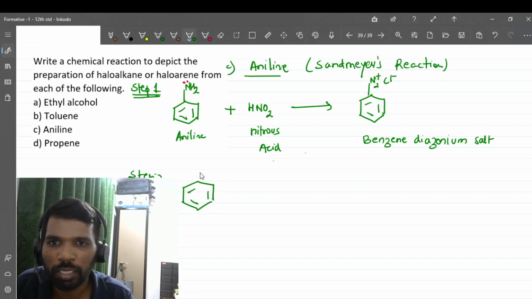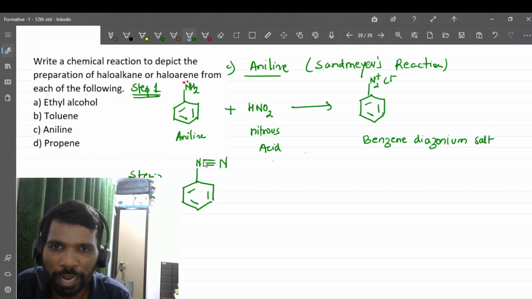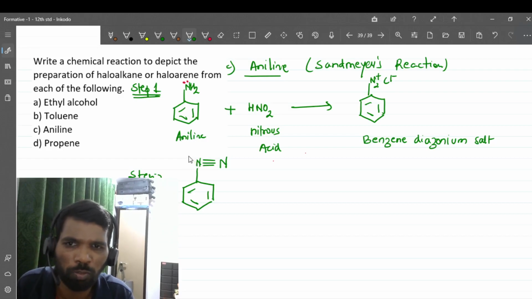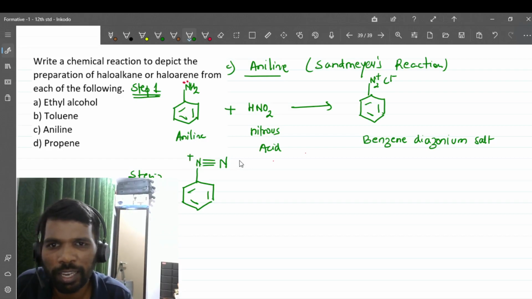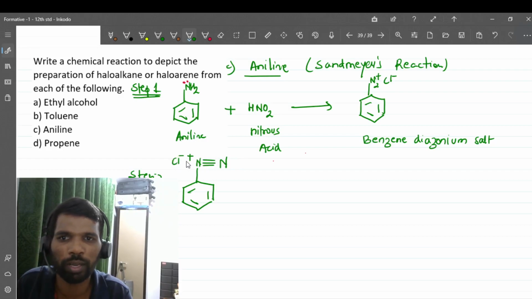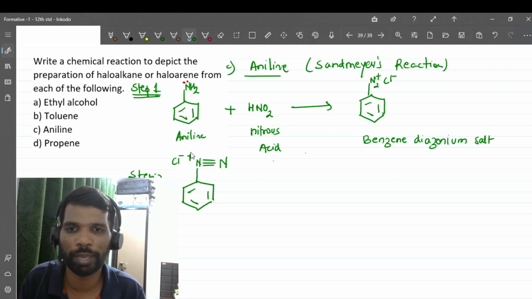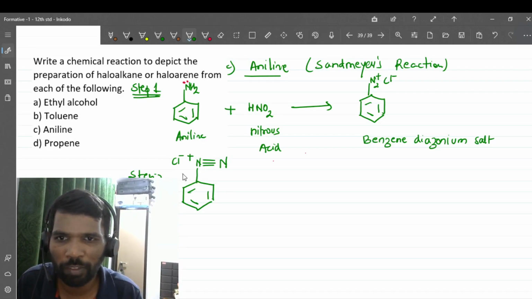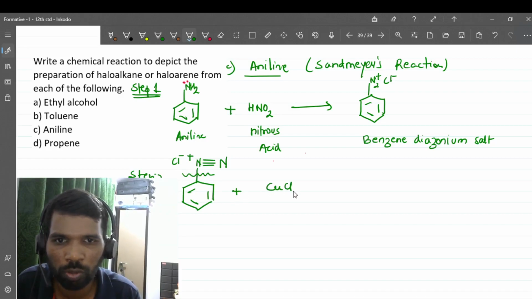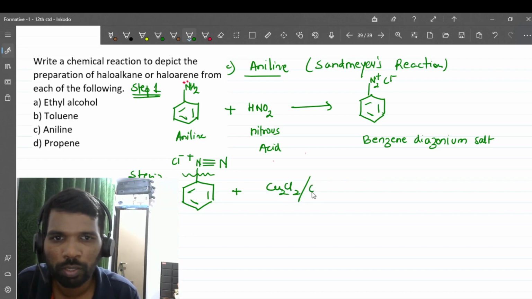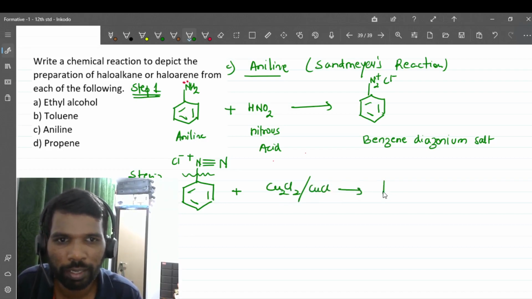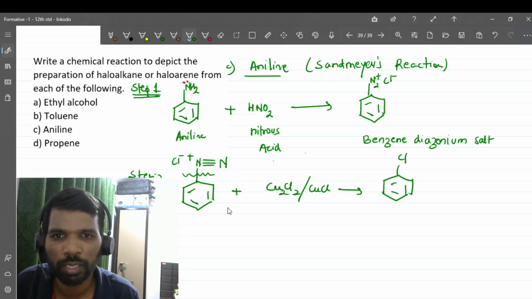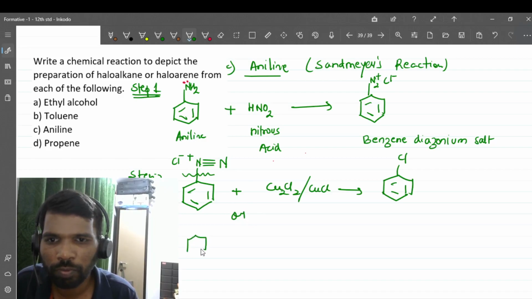See, diazonium salt is actually this way: nitrogen triple bond nitrogen. This nitrogen is forming four bonds, and whenever nitrogen forms four bonds, it has a positive charge. Cl minus is the counter ion of this, like we write NaCl as plus and minus. So this bond is very, very weak. In the presence of CuCl or Cu2Cl2, what you get is direct substitution. Otherwise, substitution is not that easy on a benzene. You will get chlorobenzene.